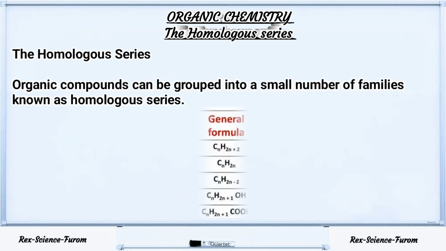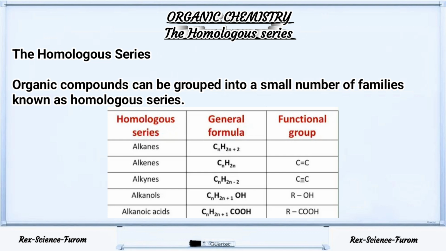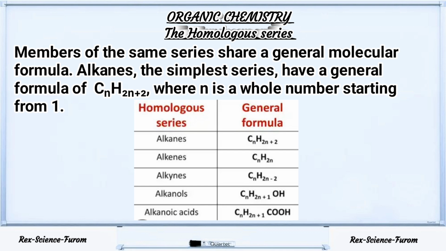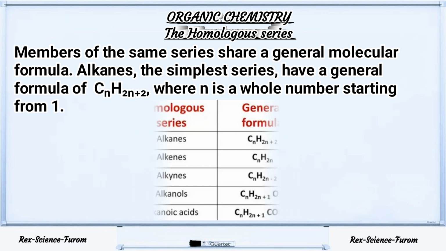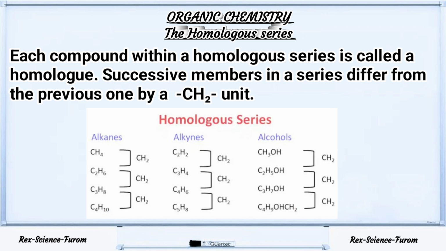The homologous series. Organic compounds can be grouped into a small number of families known as homologous series. Members of the same series share a general molecular formula. Alkanes, the simplest series, have a general formula of CnH2n+2, where n is a whole number starting from 1. Each compound within a homologous series is called a homologue. Successive members in a series differ from the previous one by a CH2 unit.